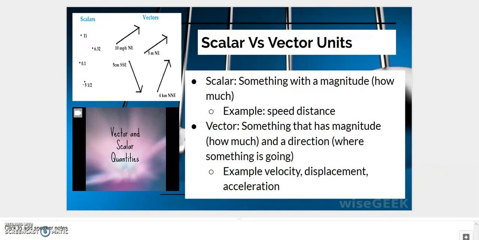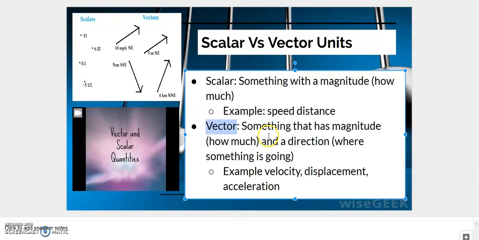The two important things at the very beginning that we talked about are the word scalar and the word vector. Scalar is anything that tells you how much of something. How far did you go? How fast did you go? How much does it weigh? That's a scalar. It gives you a how much.